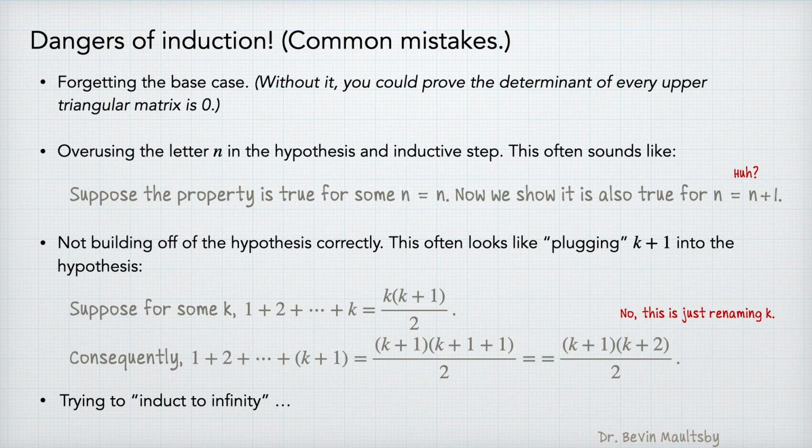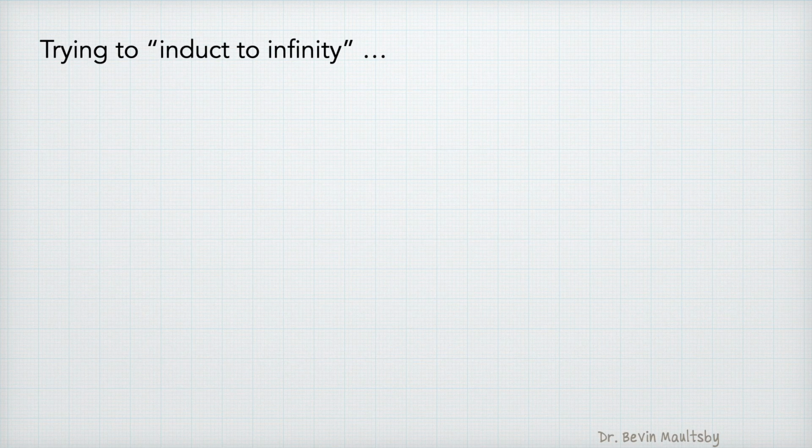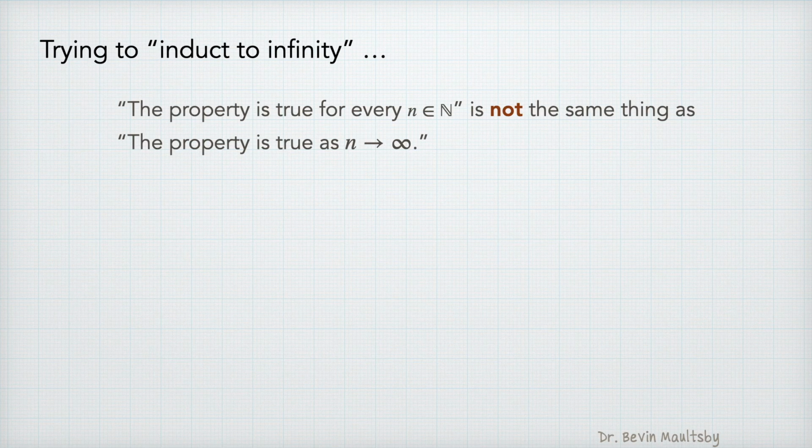And then the last mistake that I've listed here is really trying to use induction when induction is not appropriate. I call this inducting to infinity. Saying that a property is true for every finite positive integer is not the same thing as saying that a property is true as n goes to infinity, so in some sort of limit. All of the computations that we did today were true for any integer n, but when you say that, every time you pick an n and plug it into the formula, you have picked a finite number.